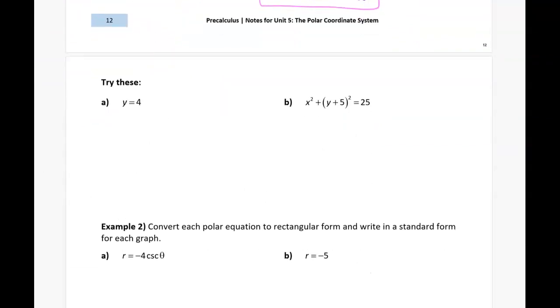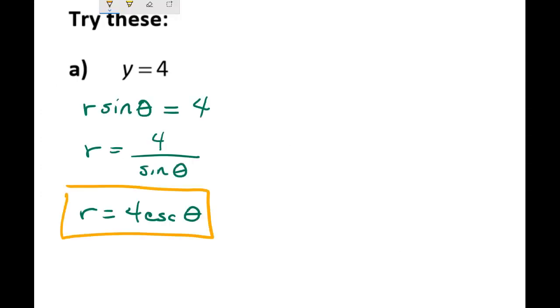All right, a couple for you to try. Try this one first, y equals 4, and pause the video as you do this. Okay, here's the equation of that horizontal line in polar form, r equals 4 cosecant theta.